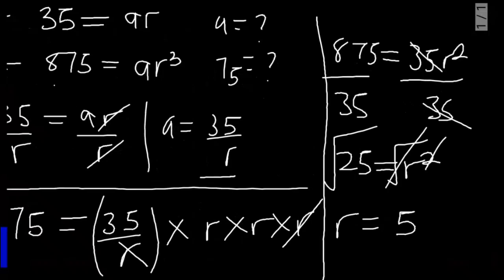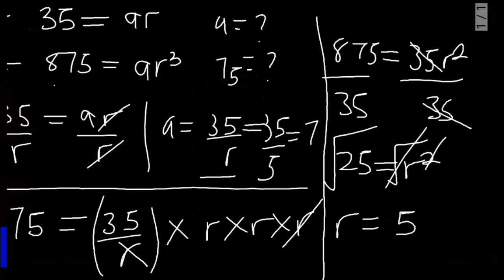So we can get the first term from here. We have 35 over r, so this is 35 over 5, and that is 7. So we have our first term as 7 and our common ratio as 5. So we have solved the first part of the question.